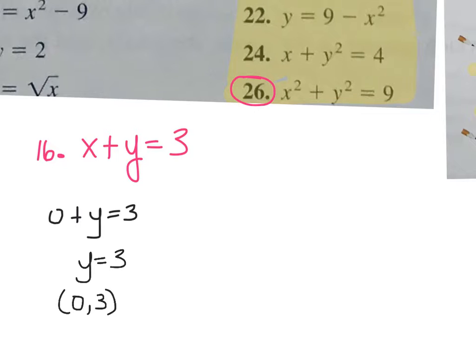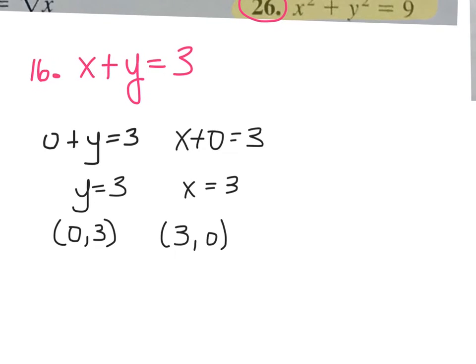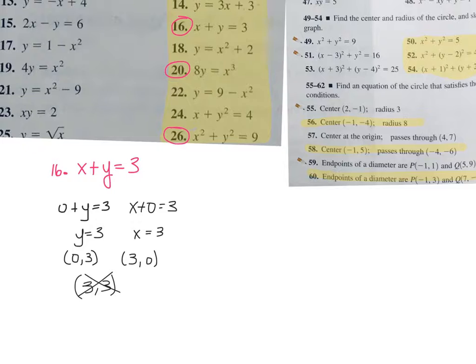If I come over here and I say x plus 0 equals 3, what am I finding? I'm finding the x, right? So x equals 3, so I would write that as 3 comma 0. Somebody asked me yesterday, can I just write it as 3, 3? Guys, is 0, 3 and 3, 0 the same thing as 3 comma 3? No. Intercepts will have a 0 with them. If you're finding the x-intercept, your y is 0. If you're finding the y-intercept, your x is 0. But you can't combine those two things, so make sure you pay attention to that.